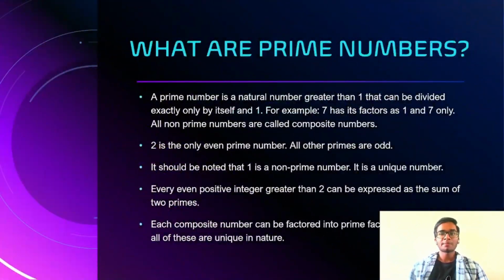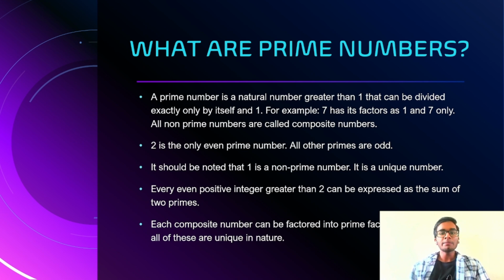So, what are prime numbers? You must also ask this question before writing this code. A prime number is a natural number greater than 1 that can be divided exactly only by itself and 1. So we know that 2, 3, 5, 7, 11, 13, 17, 19 are all prime numbers. So what is special about these numbers? These numbers have the prime factors of only 1 and themselves. Like 5 has prime factors 1 and 5, 2 has 1 and 2, 3 has 1 and 3, and so on.